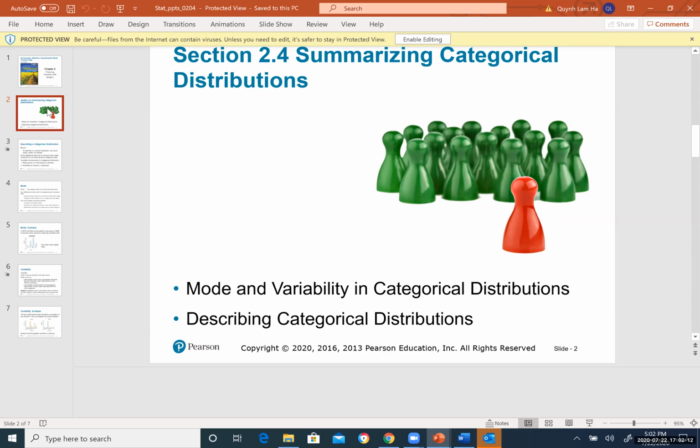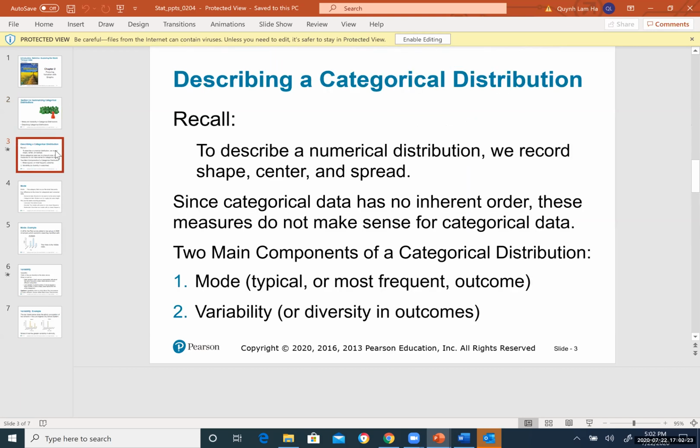And you will learn how to describe categorical distributions. You learn the shape, the center, the variability too, all right? So, describing a categorical distribution. Let's recall, to describe a numerical distribution, we record the shape, center, and the spread. Since categorical data has no inherent order, these measures do not make sense for categorical data. Actually, they are a bit the same for me, but they're using different words.